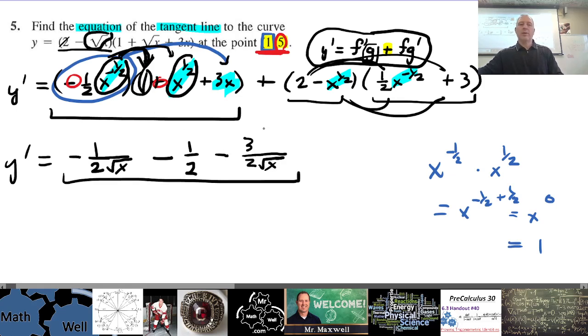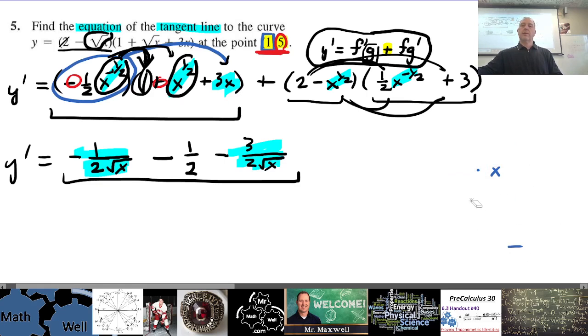And you see, we have like terms here. We have 1 over 2 root x and 3 over 2 root x. Those are like terms, so we're going to be able to combine those a little bit later. All right, so let's erase all this over here. And now we're going to do FOIL.